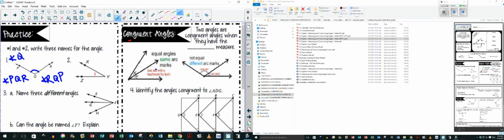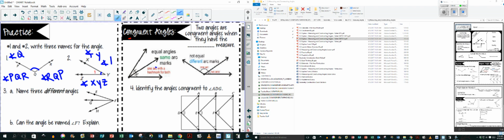All right, over here, I can call this angle Y, because the vertex is Y. I can call it angle 1 because they numbered this one. Or I can call it angle XYZ. And of course, I can also say ZYX. The order doesn't matter there, but they only ask for 3.